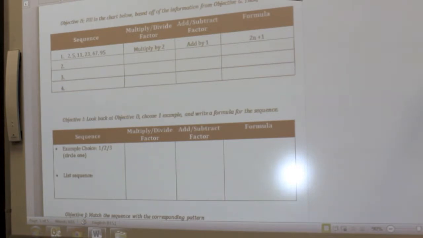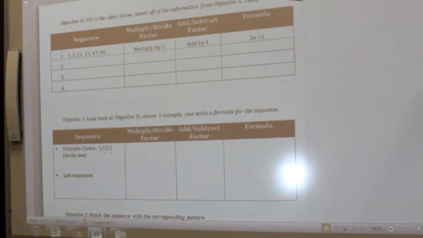Moving on to the next part, objective I has us look back at objective D and choose either the first, second, or third example. Write out again whether it's multiplied, divided, added, or subtracted, and then write in the formula.